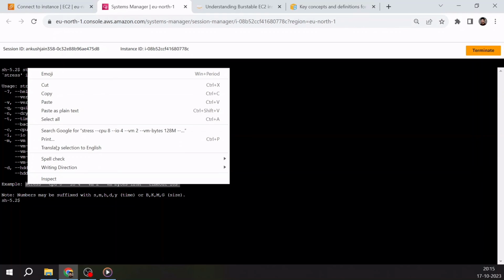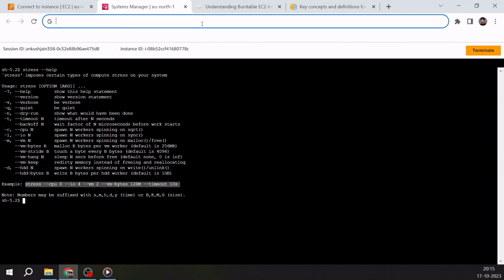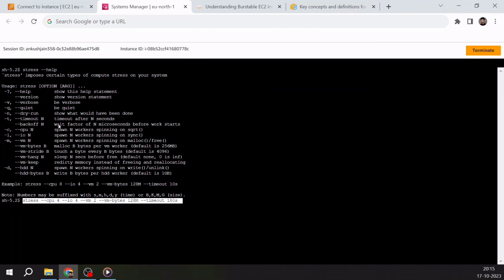So what we are going to do is copy this, and I will make a little bit of modification. I will reduce it, and I will change the time. I will run it for 3 minutes, and I will not use minus v, because otherwise it will be verbose and print a lot of logs. So I will just paste it and run it. Now it has started running, and it will increase CPU utilization.